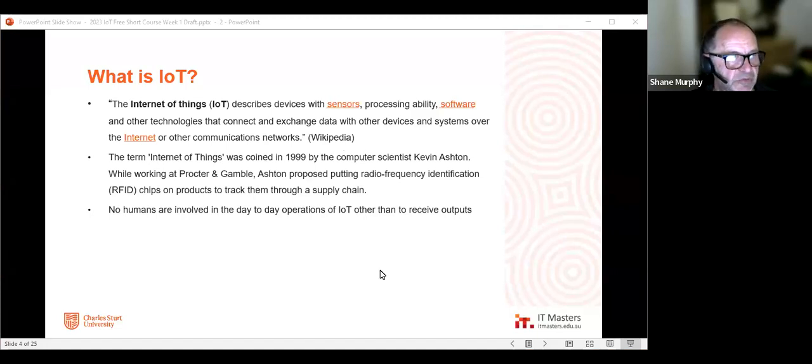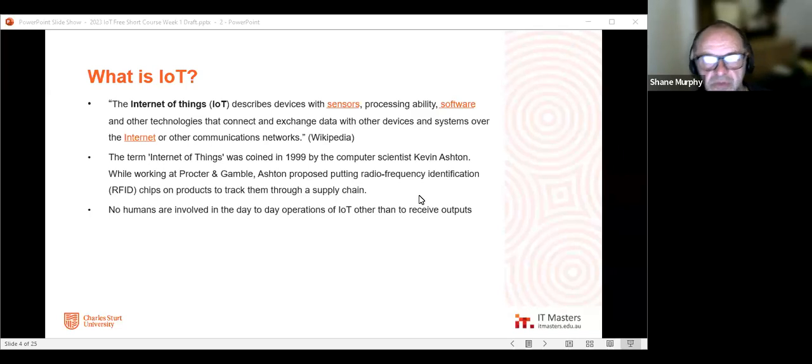The term was actually coined by a Procter & Gamble engineer, or in fact, computer scientist, Kevin Ashton. He was looking at putting some of the early RFID tags on products so that he could track them through a supply chain. He said, oh, this is like the internet, but it's things. And somehow that name has stuck. And we'll talk about the names that came before it.